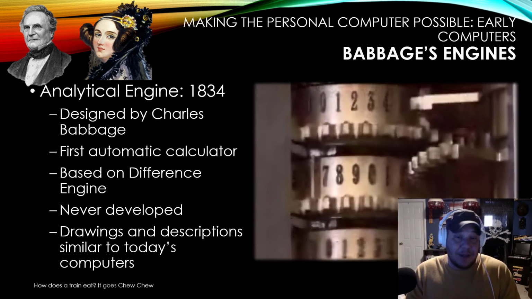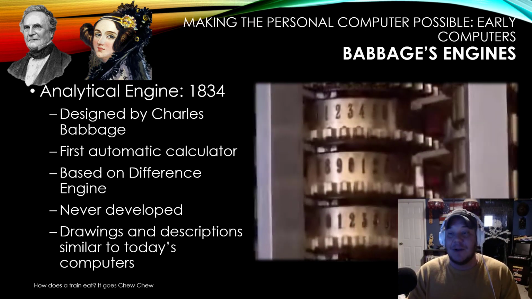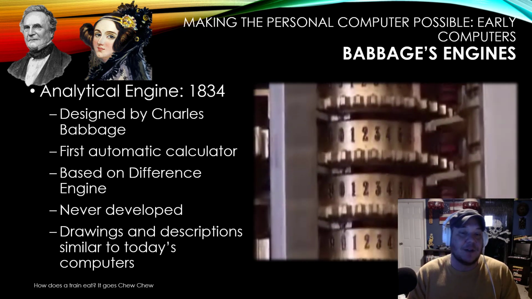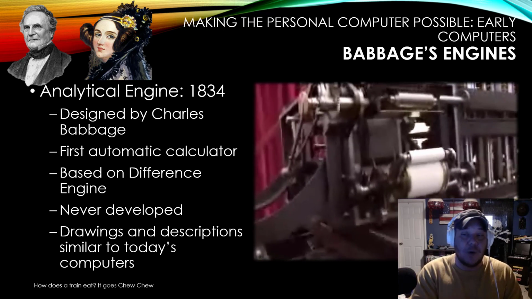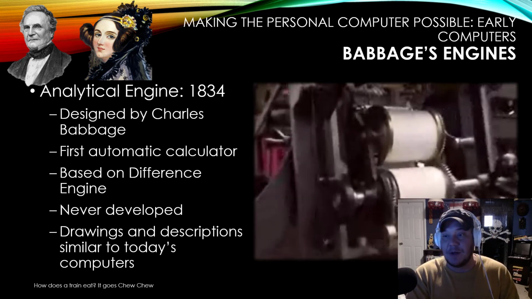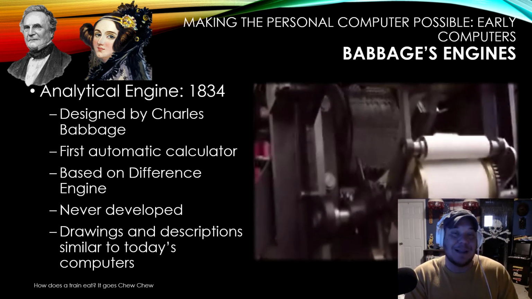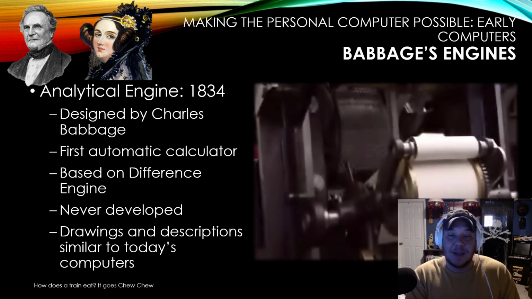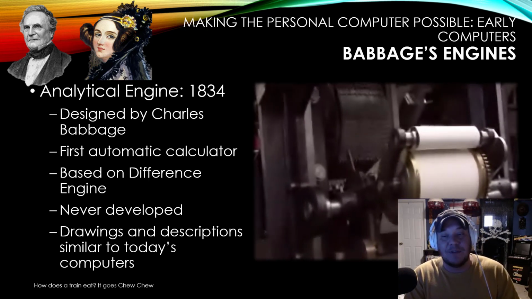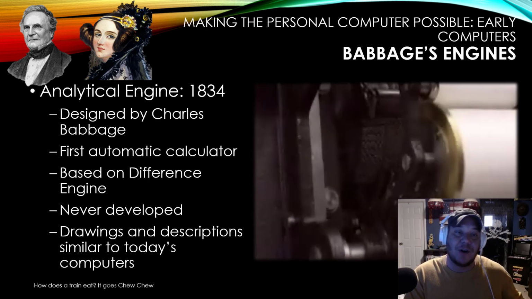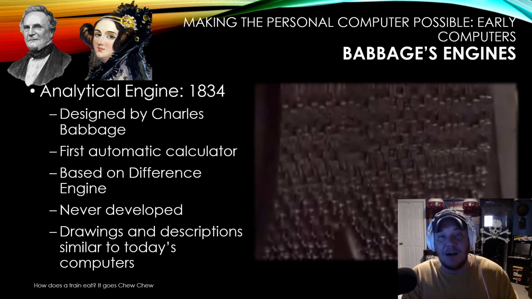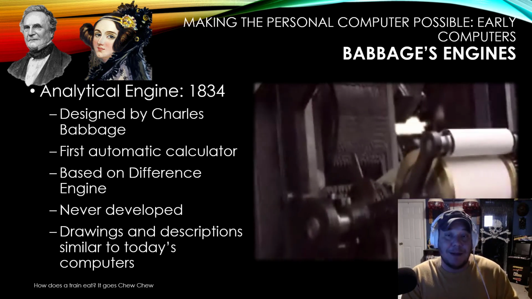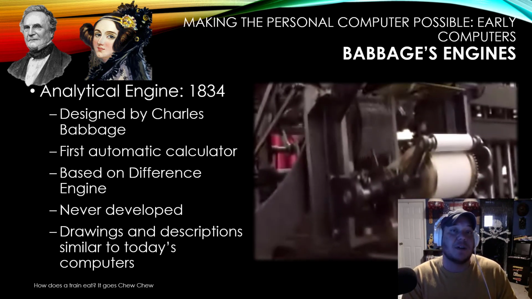And though it was never developed, Babbage's detailed drawings and descriptions of the analytical engine included components that we find in modern computers today. It included a store, which is very similar to our RAM systems, and a mill, which was a central processing unit, as well as input and output devices. It used punch cards, just like the Jacquard loom, based on those designs. And the invention caused Babbage to be given the title father of computing.